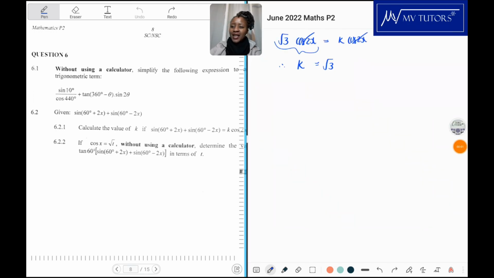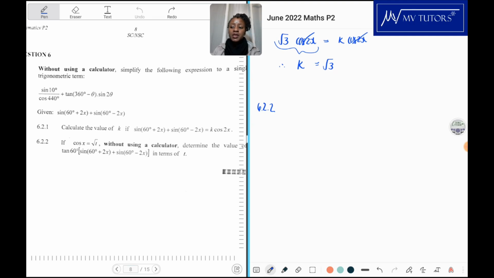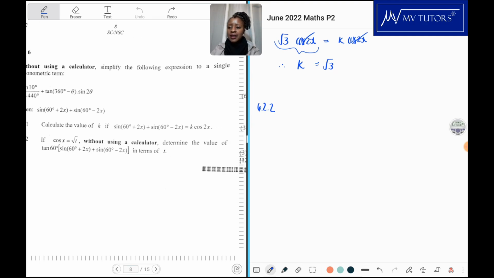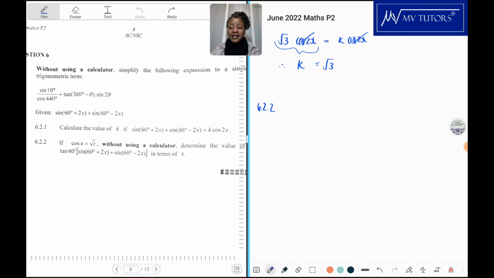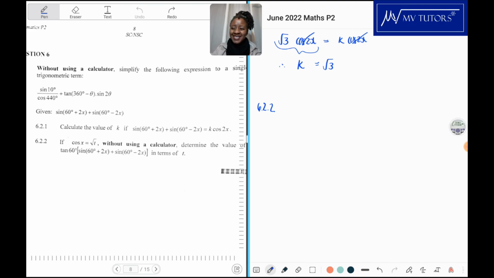Okay, now we're going to look at 6.2.2. They say if cos x is equal to root t, without using a calculator, determine the value of tan 60 and all of that in terms of t. So what I want us to realize is that we have tan 60 here. It's a special angle, and I honestly forgot what that is, truth be told.